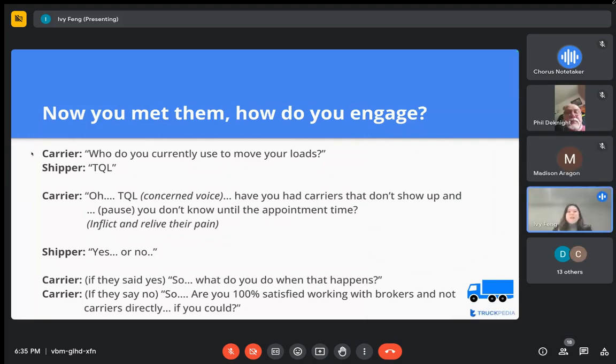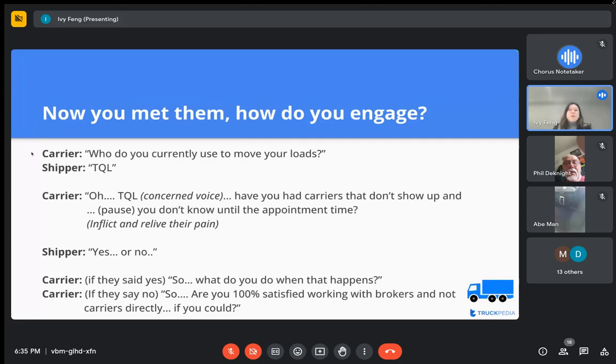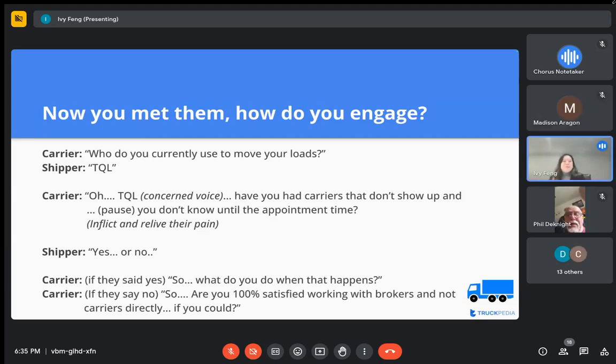Carrier: Hey, so just a question out of curiosity, who are you currently using to move your loads? And the shipper says, TQL. So then here you want to use your tone, and you want to make sure that you make them relive their pain. Like, oh, TQL. Have you ever had carriers that don't show up and you don't know until the appointment time? Because a lot of us probably know that TQL is not really the most reliable transportation partner to work with. And a lot of times shippers have had carriers cancel, right? So you want to make sure you make them relive their pain.